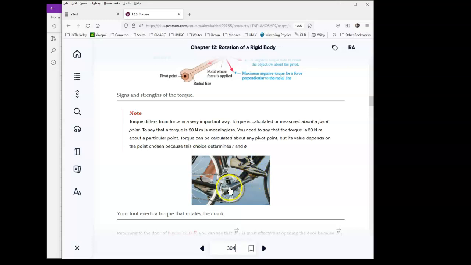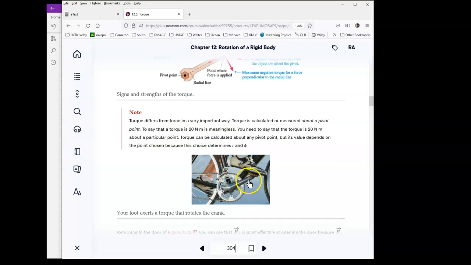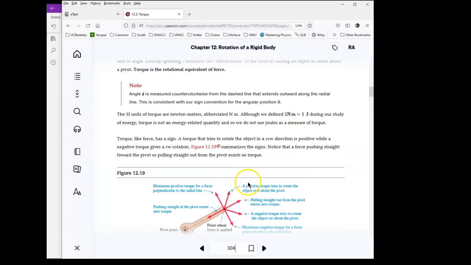The moment arm is basically the length of this arm right here, the radius, because the center of mass, if you will, is right at the center. And then you have the force applied. Let's suppose it is in perpendicular motion like that, or maybe like this. And then the angle between them is the angle phi.